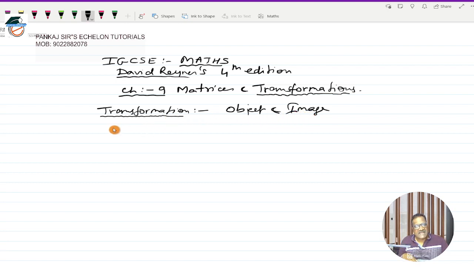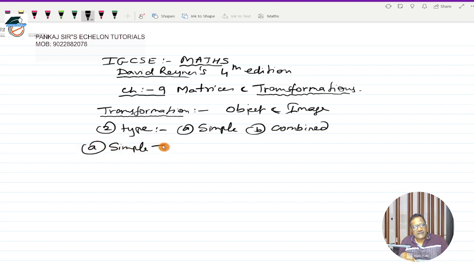Now transformations can be of 2 types. One is something called simple transformation, and the other is something called combined transformation. Now again, this combined transformation we'll be studying only after understanding what simple transformations are. So transformations can be divided into 2 categories: simple and compound. And I'm going to start with simple transformation. Now simple transformations can be of 4 types.